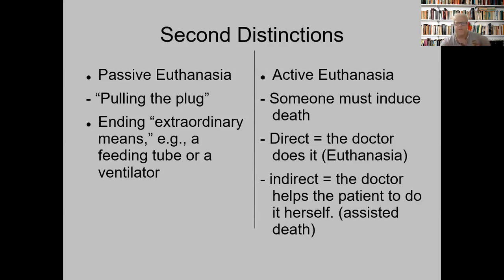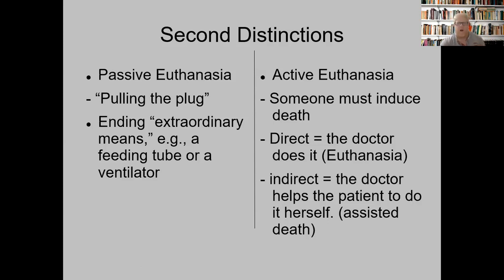Less commonly legal is what is sometimes called active euthanasia, where somebody has to actually kill the ill patient. And there are two forms of that. So there's direct, where the doctor does it. Again, some people use the term euthanasia only for this, the doctor killing the patient at the patient's request. And indirect, where the doctor helps the patient do it herself, and that's assisted death. It used to be called assisted suicide, but suicide for many has a kind of moral connotation that they're trying to avoid. And so frequently the more neutral term assisted death is used.